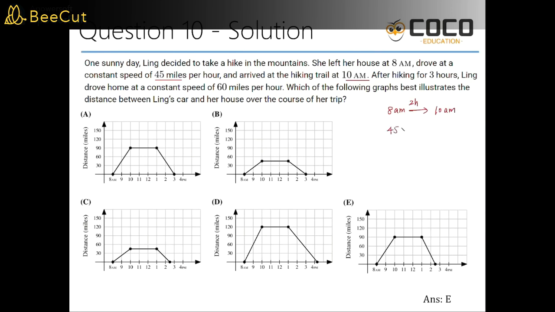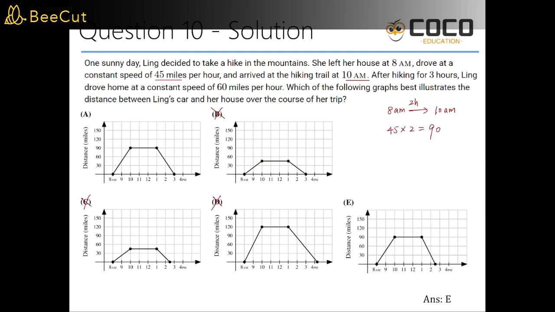Speed is 45, so 45 times 2. Distance travel is 90. So we look at these 5 figures. We can see that B is wrong. Here this is not 90. And then C is also wrong. Distance travel is not 90. D is also wrong. So it's either A or E.